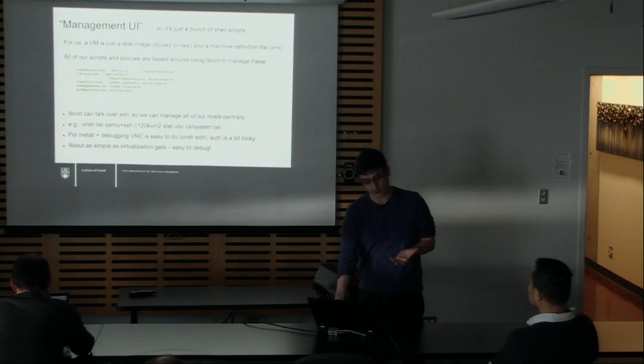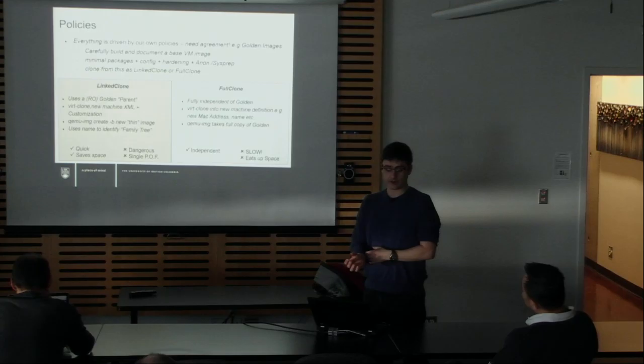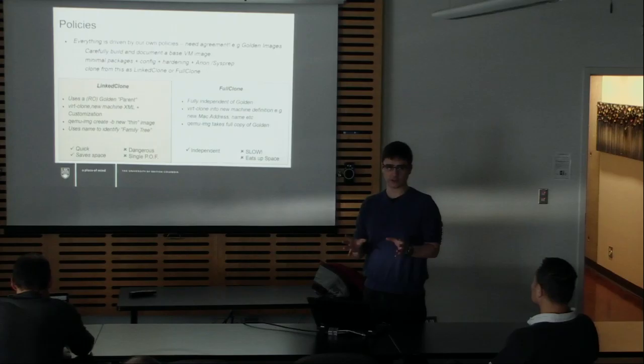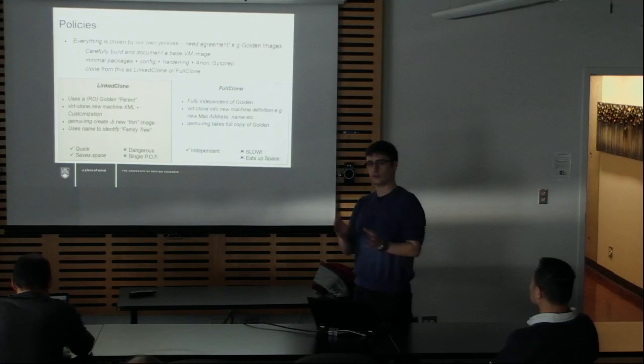There's not a lot of structure there, so everything is basically driven by policies, just agreements between the people that are using it, just to make sure that we don't step on each other's toes. A good example of that is the golden images we use. By golden image, we mean we take new Red Hat, like Red Hat 7.1 gets released, we take that, strip it down, take out all the stuff we don't need, configure it the way we want it configured, sort of sysprep or anonymize it, and then that's a read-only image that all of our machines are going to be templated from.